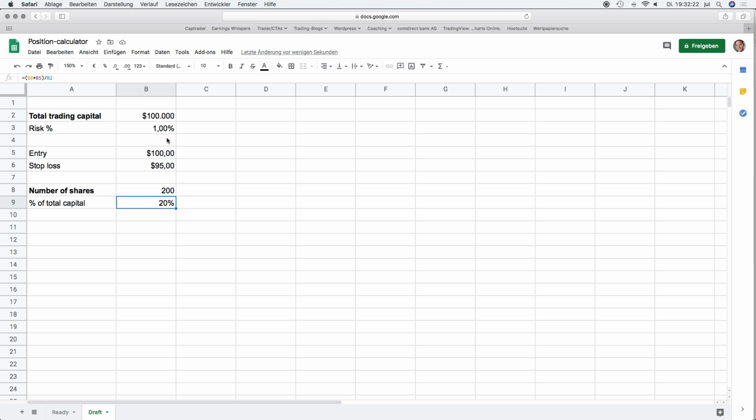I have much more experience as a trader, and I can do that in my head because it's not so complicated math, and I mostly enter with a 10% position, so I can do the math in my head. But I also have a spreadsheet with a position size calculator. It's really almost the same you can see here, and it's helping me a lot to keep my risk at the same amount.